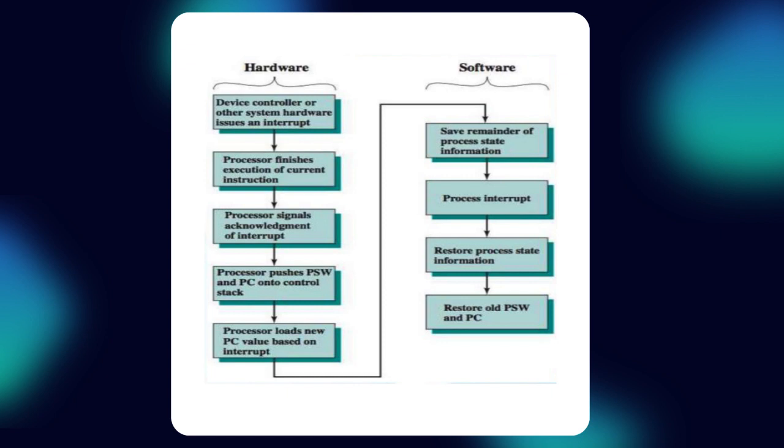Then the software part starts, and the remainder of the processor state information is saved. Further, the interrupt is processed, and the process state information is restored. And the last step is restoration of the old PSW and PC.